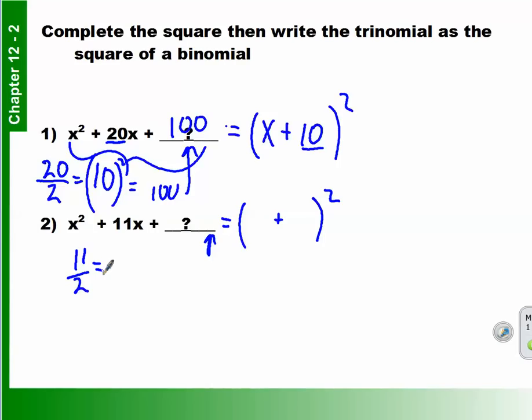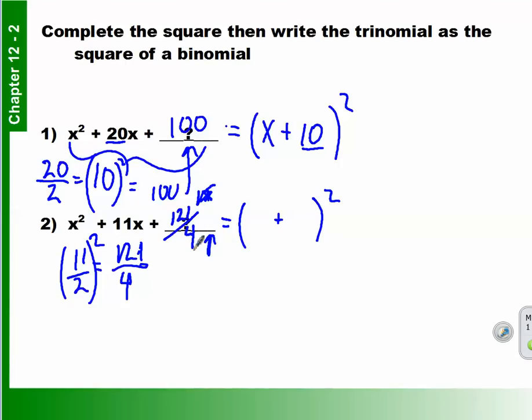What are we going to now do to the linear term divided by 2 to figure out what's going to go in this blank right here? Sarah? So we're going to square it, and so we get 121 over 4. So what's going to go here? 121 divided by 4. My goodness. And we're going to keep that as an improper fraction.